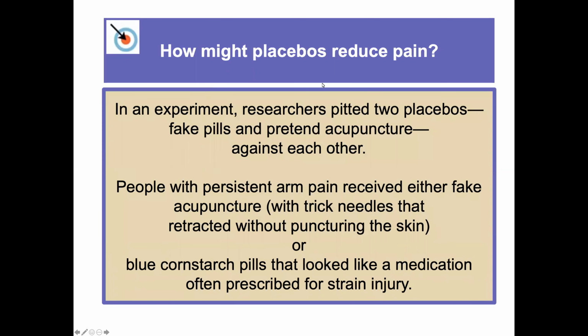There is some research, as we learned about in the research methods section, that placebos can actually help reduce pain. In an experiment, researchers pitted two placebos against each other: fake pills and pretend acupuncture. People with persistent arm pain received either fake acupuncture with trick needles that were retracted without puncturing the skin, or blue cornstarch pills that look like a medication often prescribed for strain injury. So what were the results?